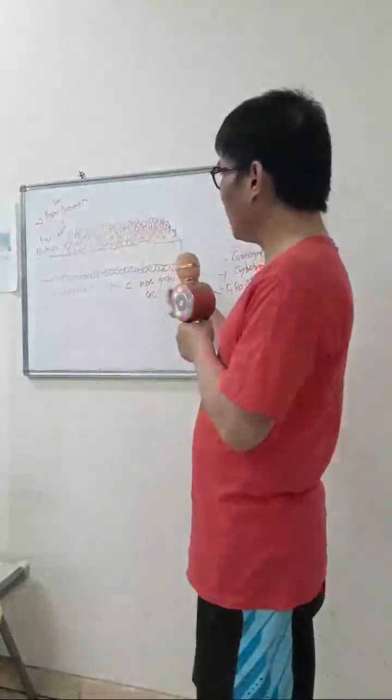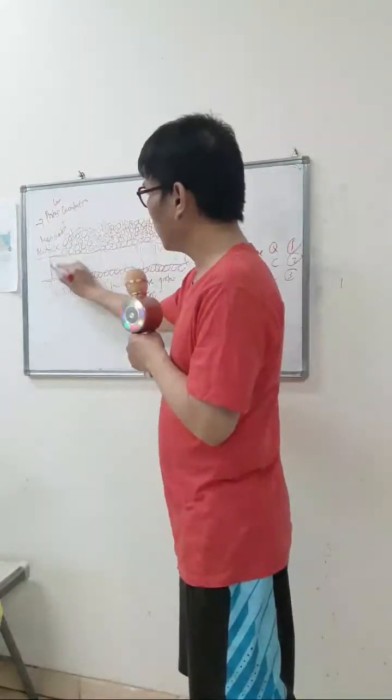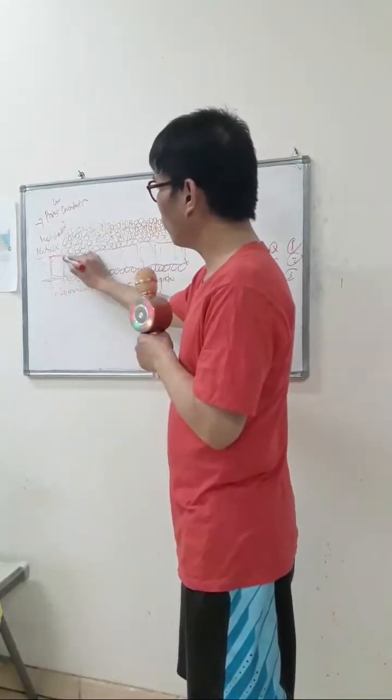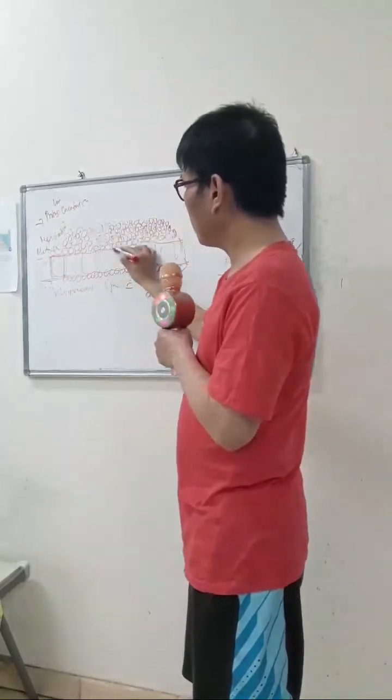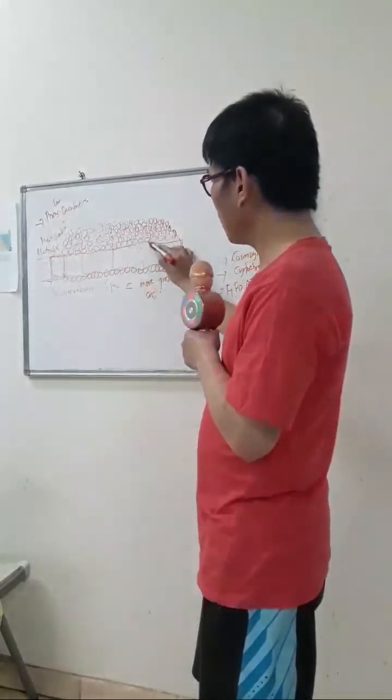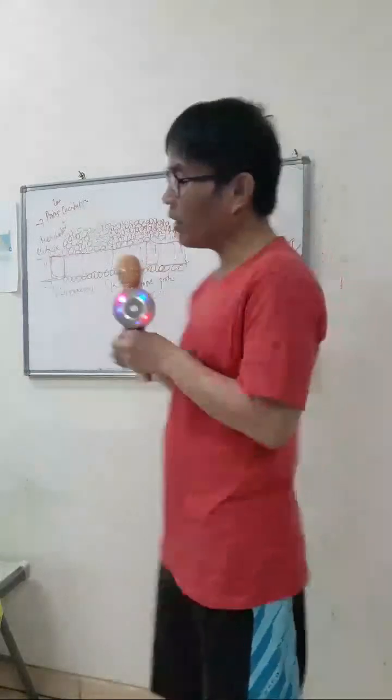Now, in the mitochondria membrane, we have pumps, just like a motor pump. Pump here, pump here, pump here, like this. I will draw these with a black marker so that we can distinguish the pumps.